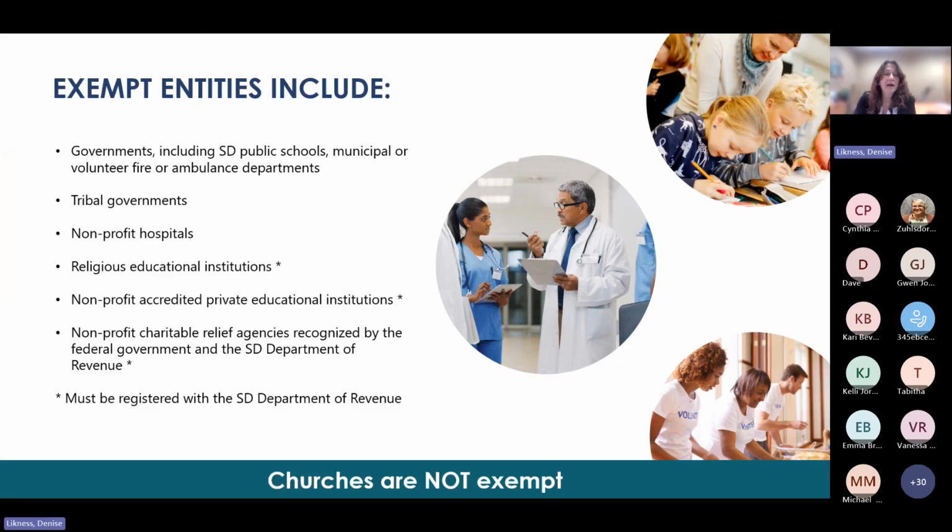Exempt entities. Okay. An exempt entity is a government, which includes South Dakota public schools, municipal or volunteer fire departments, or ambulance departments. Those are all exempt entities. The tribal government, of course, that falls under government, that is exempt. Nonprofit hospitals. Now, there are a few for-profit hospitals in South Dakota. They are not an exempt entity. There's one in Rapid and there's one in Sioux Falls. The Heart Hospital in Sioux Falls is a for-profit hospital. I can't think of the name of the one in Rapid City.